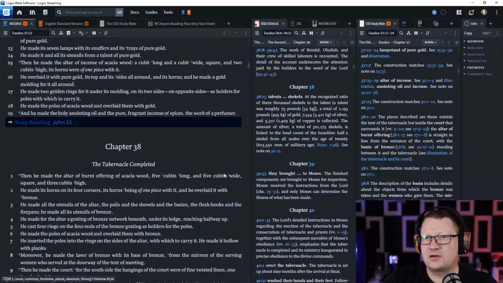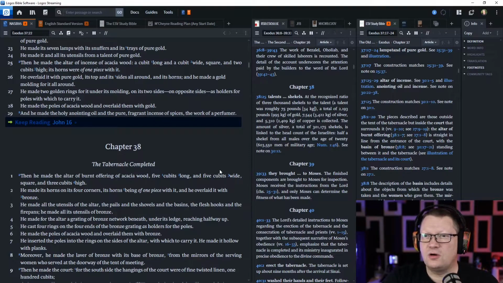Then he made the altar of incense of acacia wood, 1 cubit long and 1 cubit wide, square, and 2 cubits high. Its horns were of one piece with it. He overlaid it with pure gold, its top and its sides all around, and its horns, and he made a gold molding for it all around.